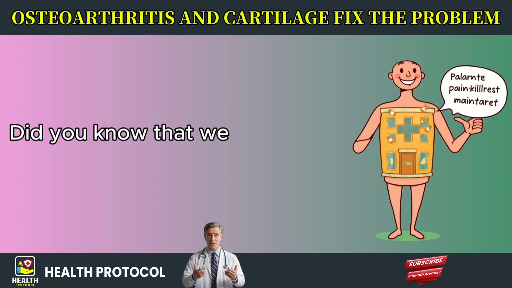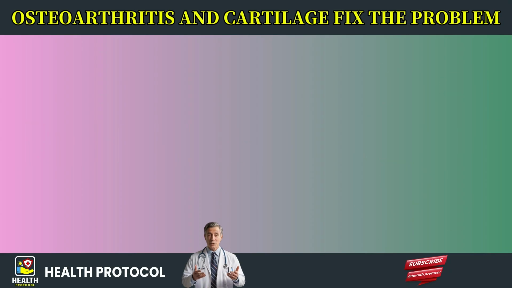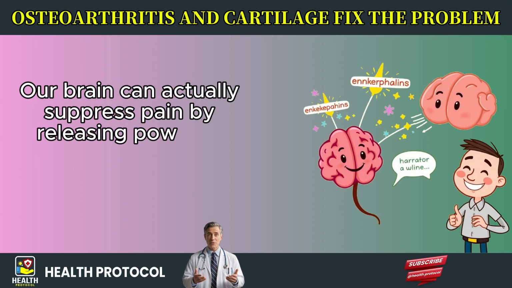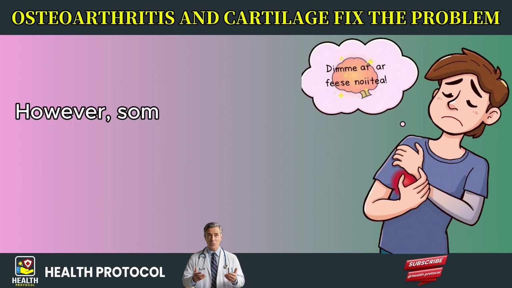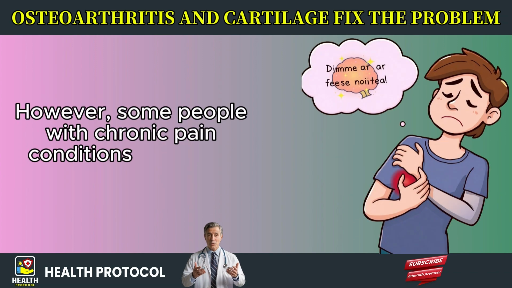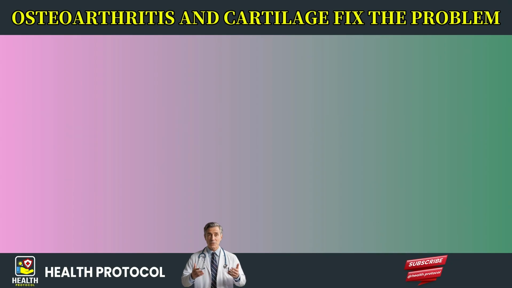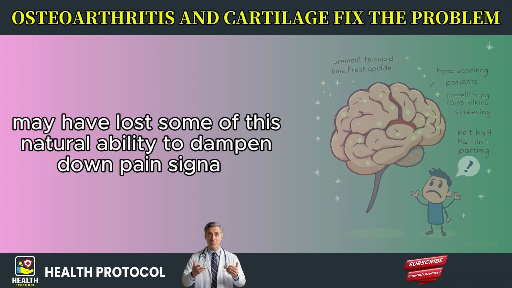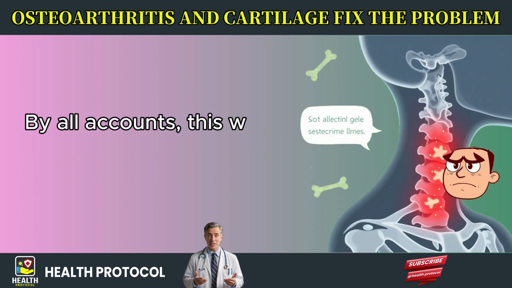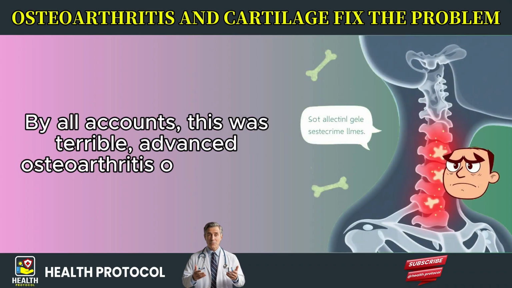Did you know that we have our own internal pharmacy? Our brain can actually suppress pain by releasing powerful natural opioids like endorphins, enkephalins, and dynorphins. However, some people with chronic pain conditions, including osteoarthritis, may have lost some of this natural ability to dampen down pain signals. By all accounts, this was terrible, advanced osteoarthritis of the neck.